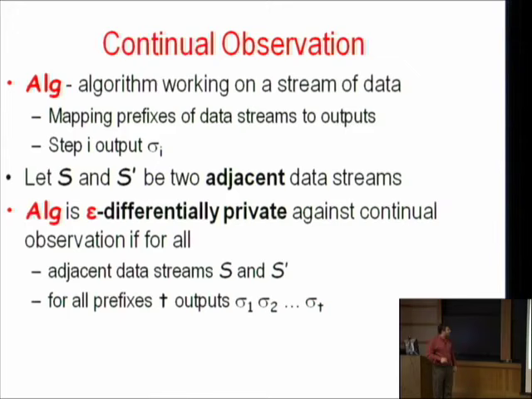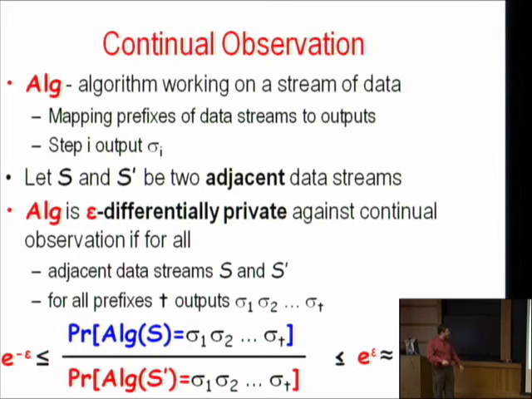We say that an algorithm is epsilon differentially private against continual observation if for all adjacent data streams S and S prime, for all prefixes T, and outputs sigma 1, sigma 2, up to sigma T, the probabilities of outputting sigma 1 up to sigma T on S and on S prime are within e to the epsilon. The ratio between them is e to the epsilon. So the point is that you produce the outputs before seeing everything, and you always have to produce something at step I if the algorithm requires it.